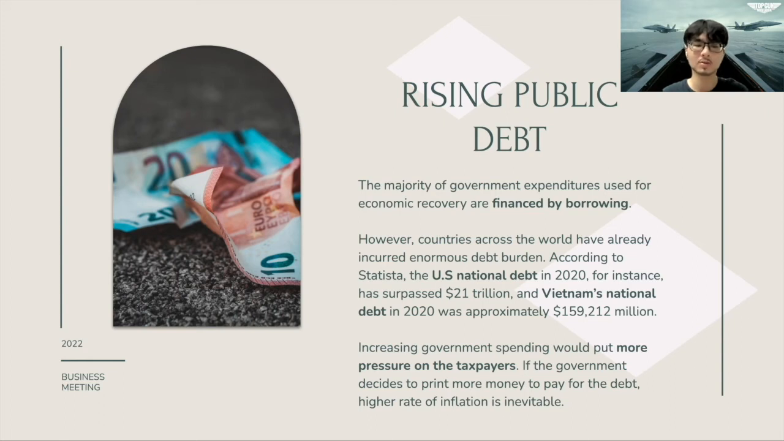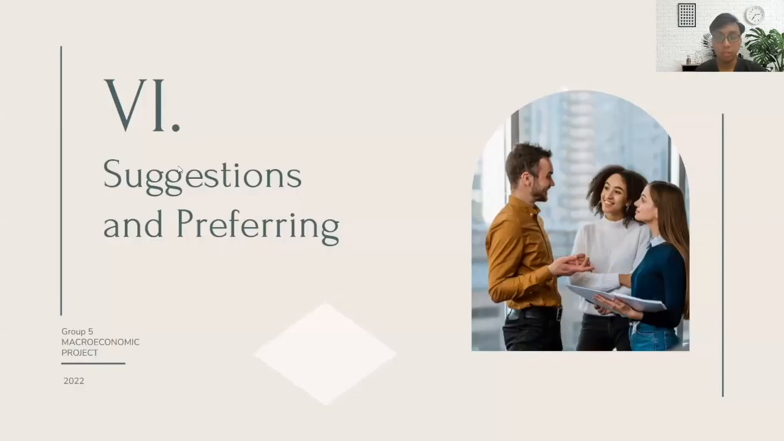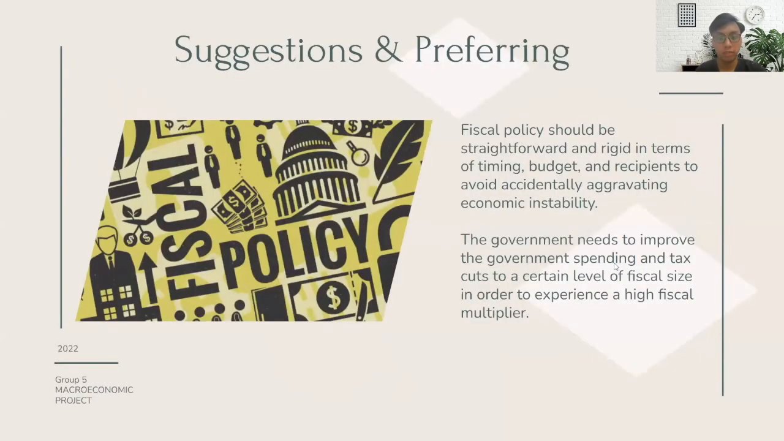Next, we will move on to the suggestion part with him. Thanks to Min, our team suggests that the central government learn from the previous crisis to accurately foresee the future. It is incredibly complicated to handle upcoming economic turmoil in an unpredictable setting such as the present. By relying on past knowledge, the government increases decision accuracy. The government should be prepared regarding policy and money to deal with unexpected emergencies. Fiscal policy should be straightforward and rigid in terms of timing, budgets, and discipline to avoid accidental economic instabilities.